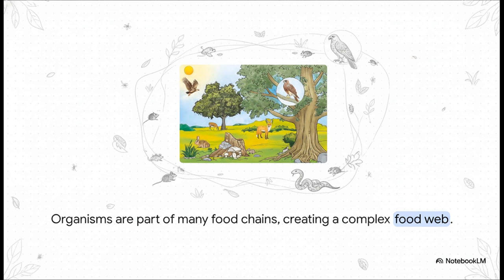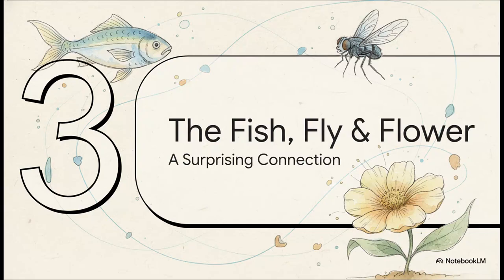This is what it really looks like, a food web. A fox doesn't just eat rabbits, right? It'll eat mice if it can, and a hawk might go after mice and snakes. All those simple, straight food chains start to overlap and crisscross, creating this incredibly complex and amazing web of life. So let's look at a wild, real-world example of this web in action. It's a story that involves a fish, a fly, and a flower, and honestly, the connection between them sounds almost like a riddle.